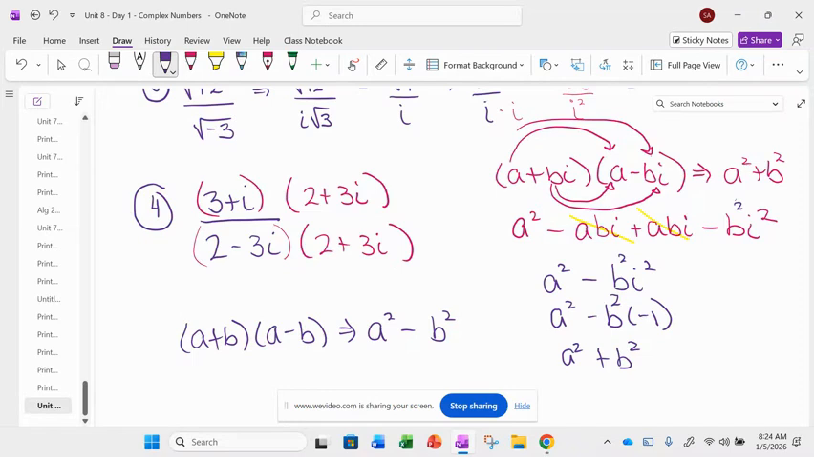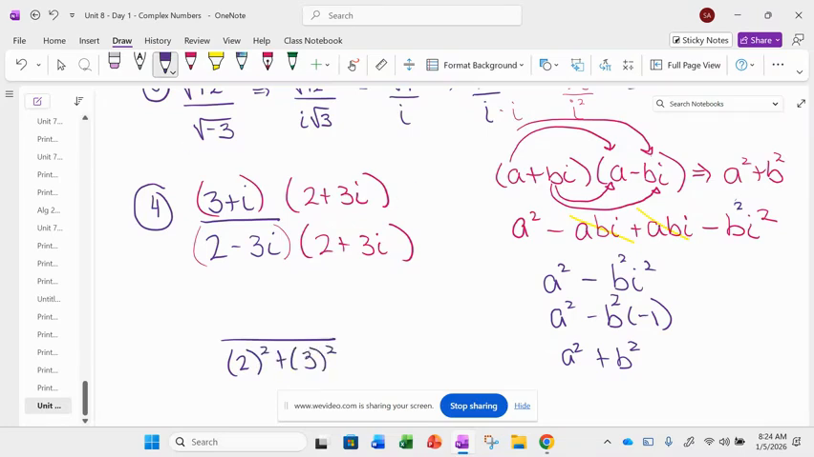Do you all see that? So when you multiply the conjugate of a complex number, you don't end up with a squared minus b squared. You end up with a squared plus b squared. So here, if we're going to get an a squared plus b squared, we're going to get a 2 squared plus a 3 squared. And in the numerator, we actually have to FOIL this one out.